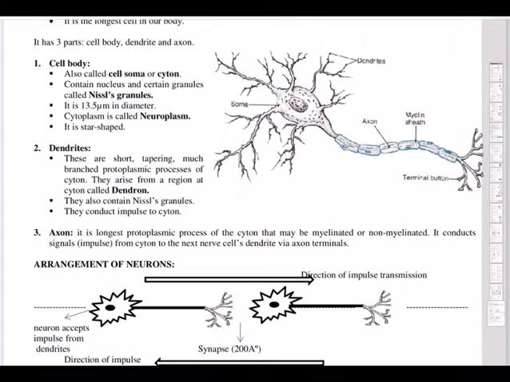Bipolar, each bipolar neuron has one axon and one dendrite. So there is one axon and one dendrite. They are present in the retina of the eye. This is frequently asked in exams. Remember, bipolar neurons are present in the retina of the eye. One dendrite, one axon. And then multipolar neurons. These neurons have several dendrites and one axon, as you are seeing. This is multipolar. They are present in the brain and spinal cord. The central nervous system will have such type of neurons.